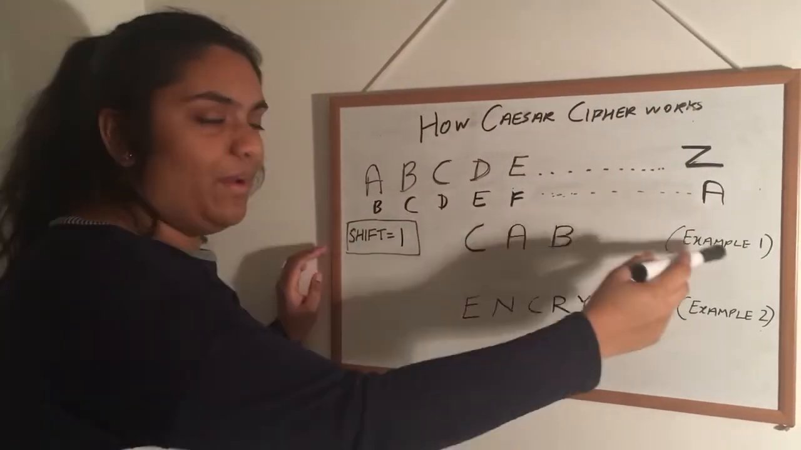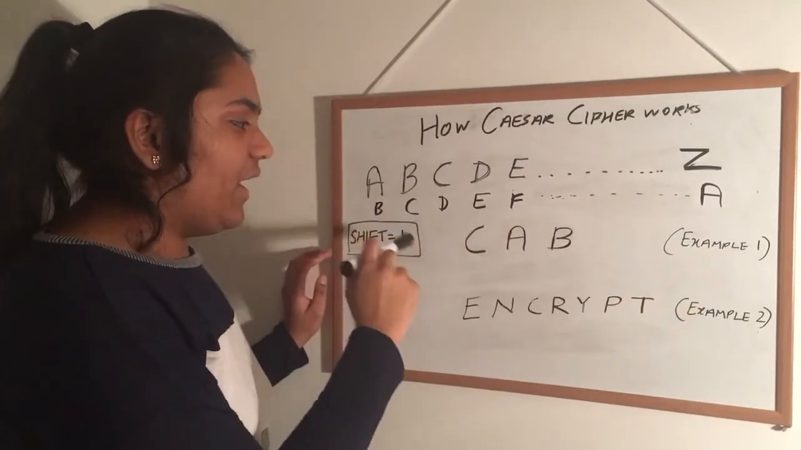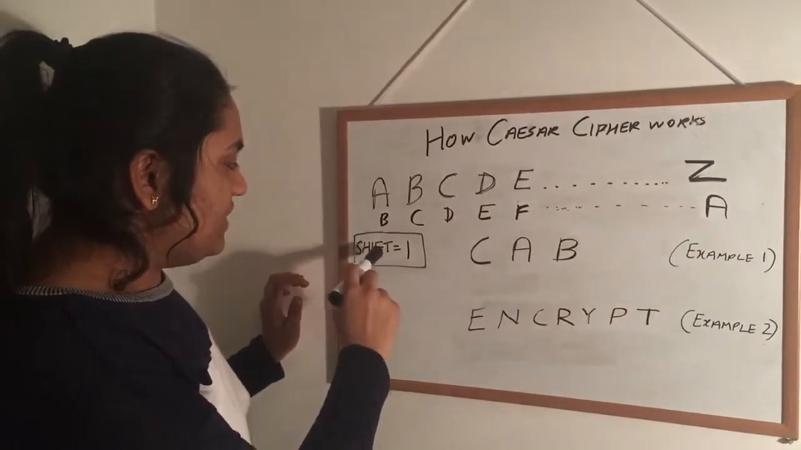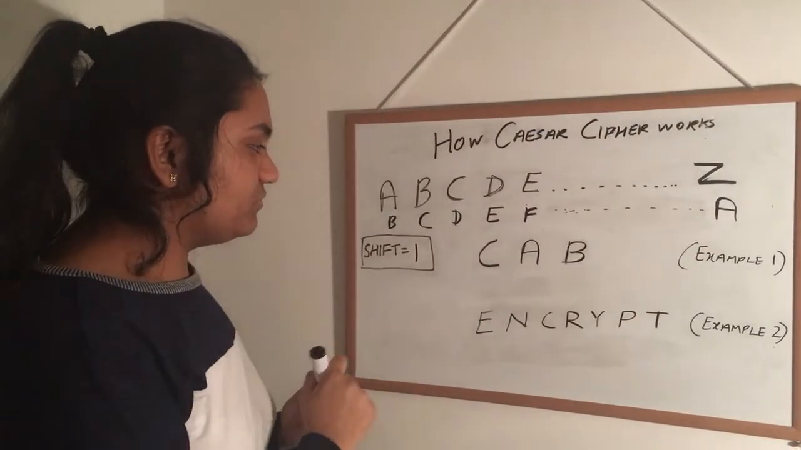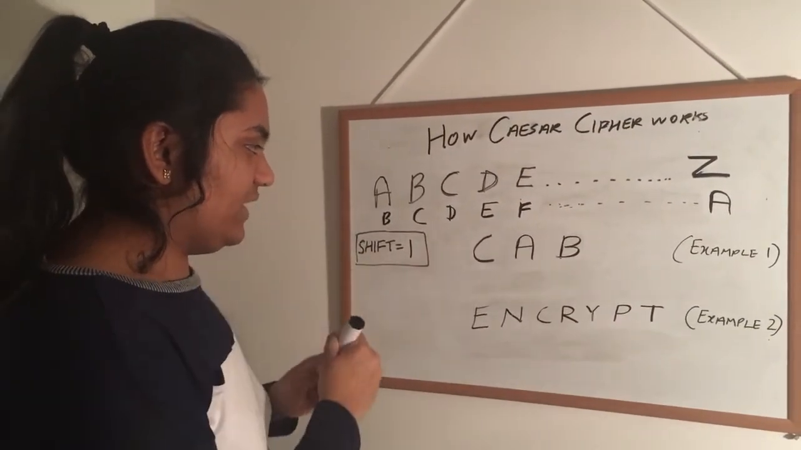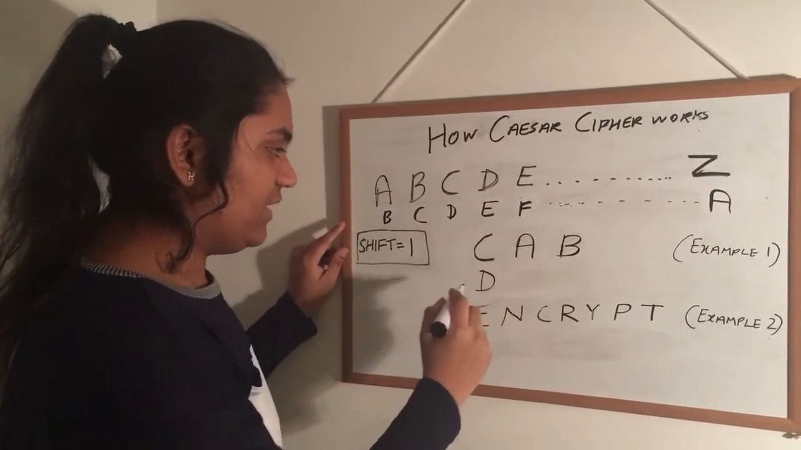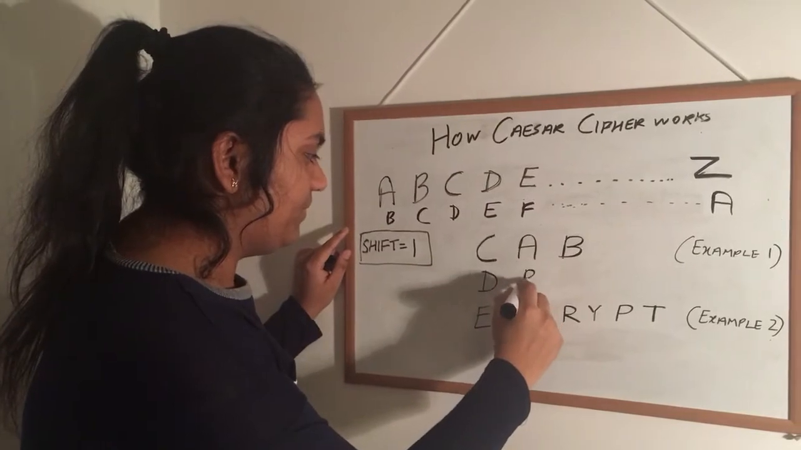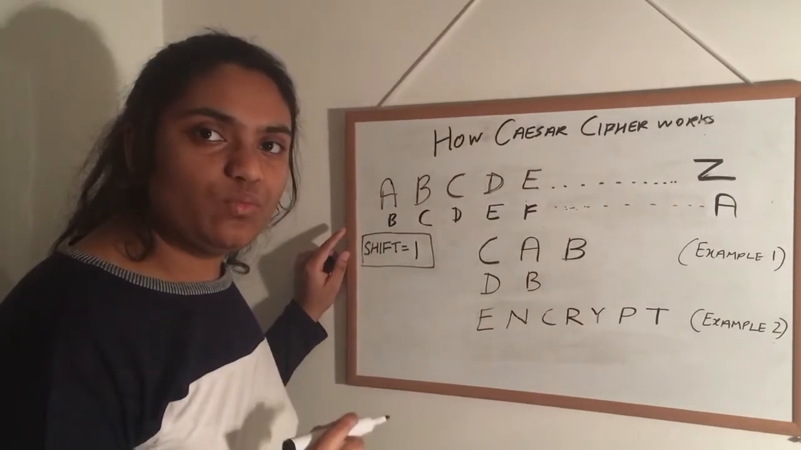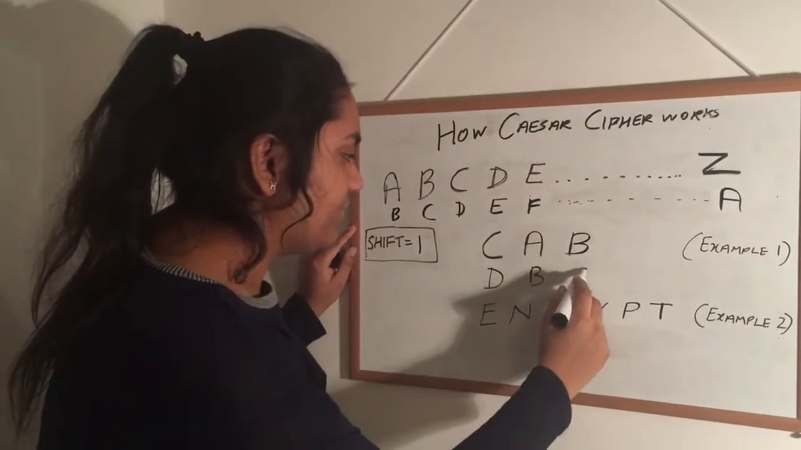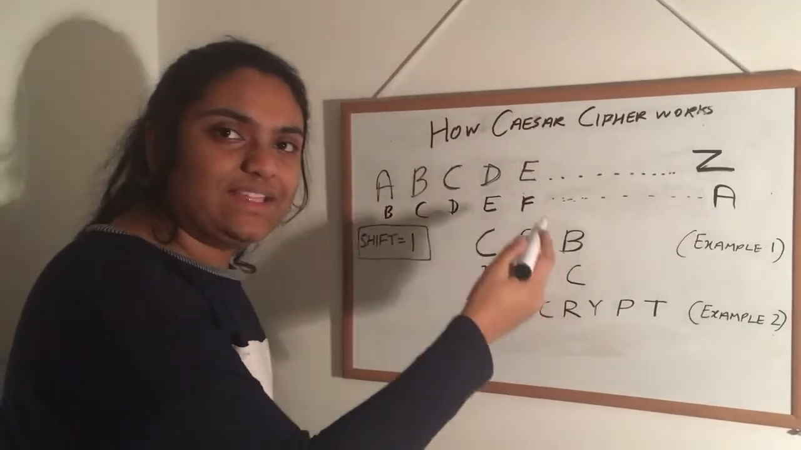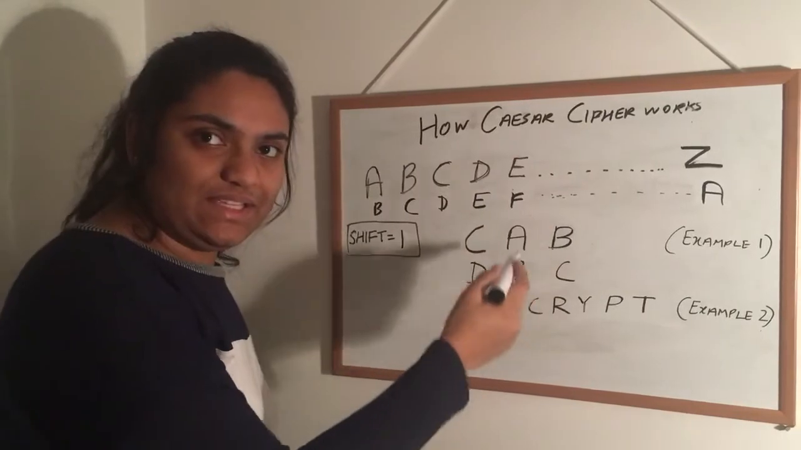Now let us try example 1. How do you encrypt the plain text cab? Now if the shift is set to 1, C is shifted one letter to D. A is shifted one letter to B. B is shifted one letter to C. So the encrypted text of the plain text cab is DBC.